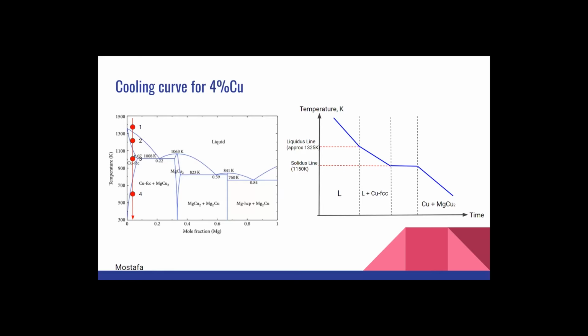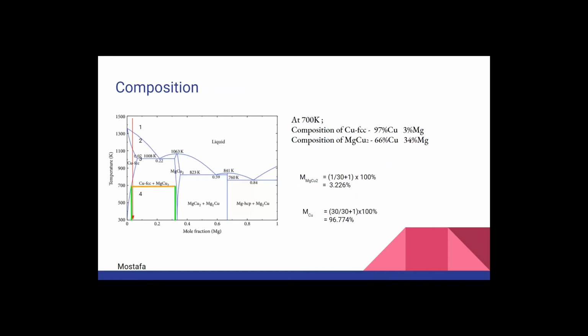Then the temperature becomes constant at the L plus Cu region. It then continues to cool down to the Cu plus MgCu2 region. The composition at 700 Kelvin: the composition of Cu FCC is 97% copper with 3% magnesium. The composition of MgCu2 is 66% copper and 34% magnesium. The fraction of MgCu2 is 3.226%, and the Cu is 96.774%.